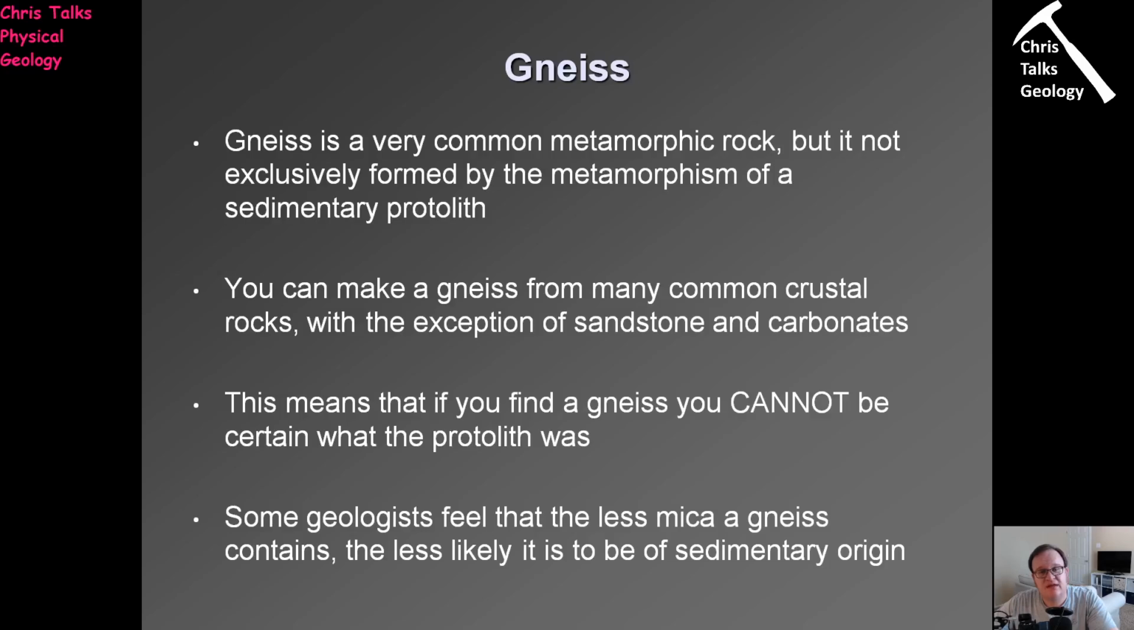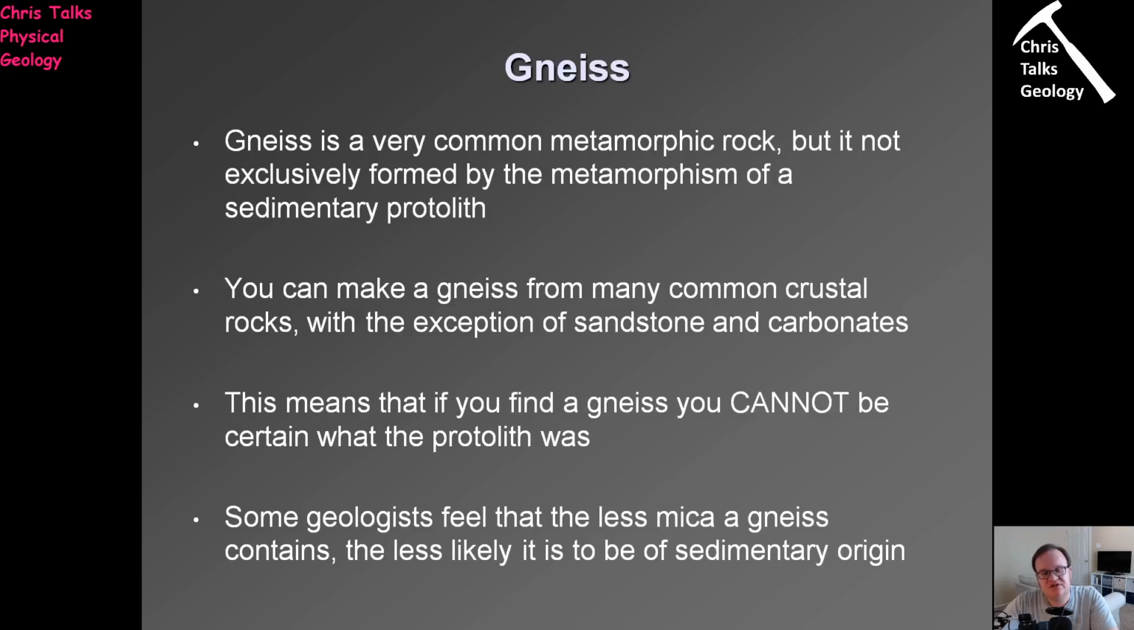Now, the type of rock that you definitely can't make a gneiss from is a sandstone or a carbonate rock. So something like a dolostone or a limestone. You're not going to be able to make a gneiss from those. Now, this means that if you find a gneiss, you cannot be certain what the protolith is. Okay, so just bear that in mind. You can't be sure.